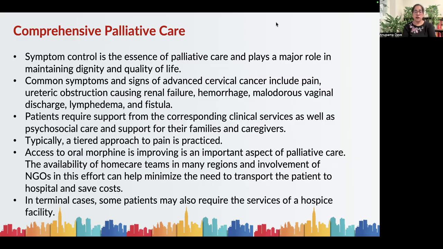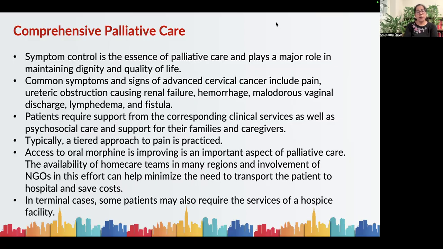Initially, give low dose drugs with minimal analgesic effect, and subsequently increase the type of analgesia which is being given. Access to oral morphine is improving and is an important aspect of palliative care. The ultimate pain relief could be done with morphine.